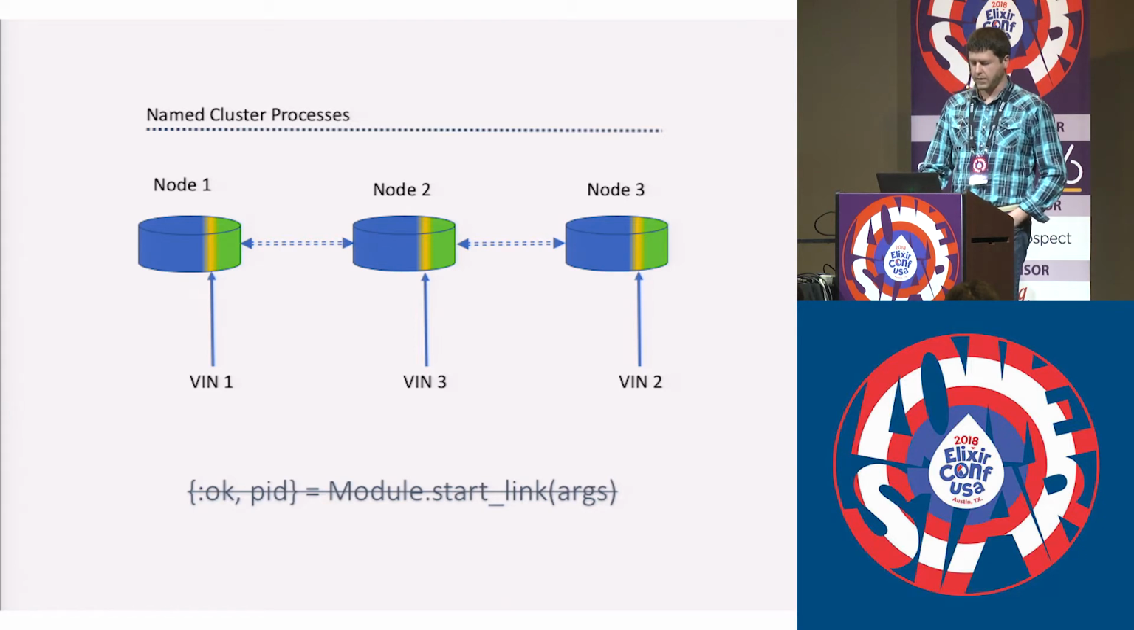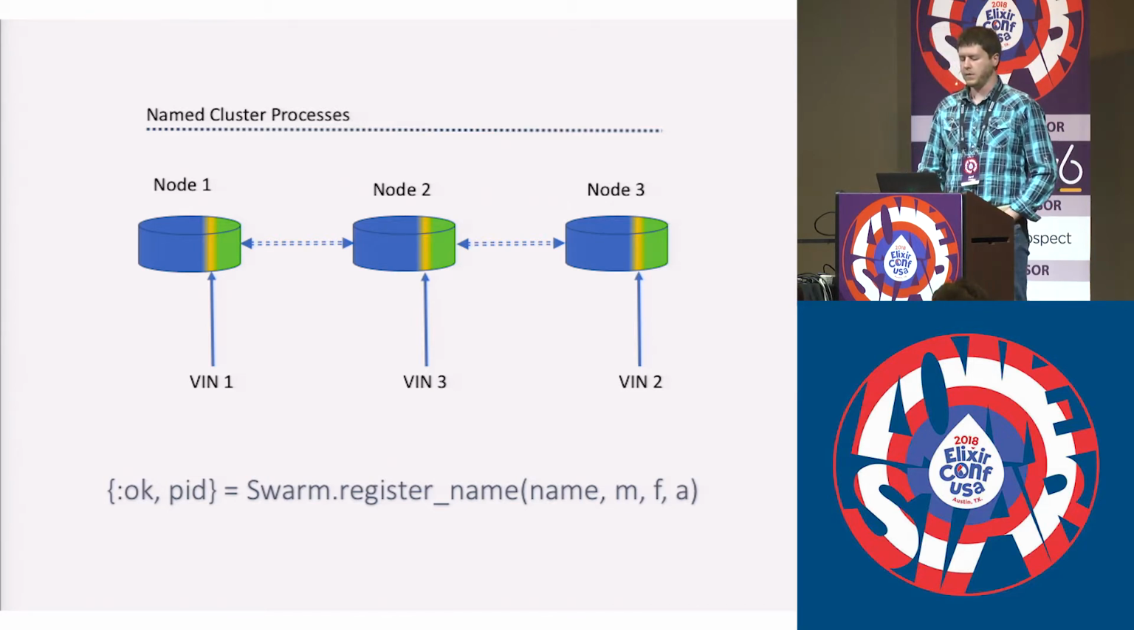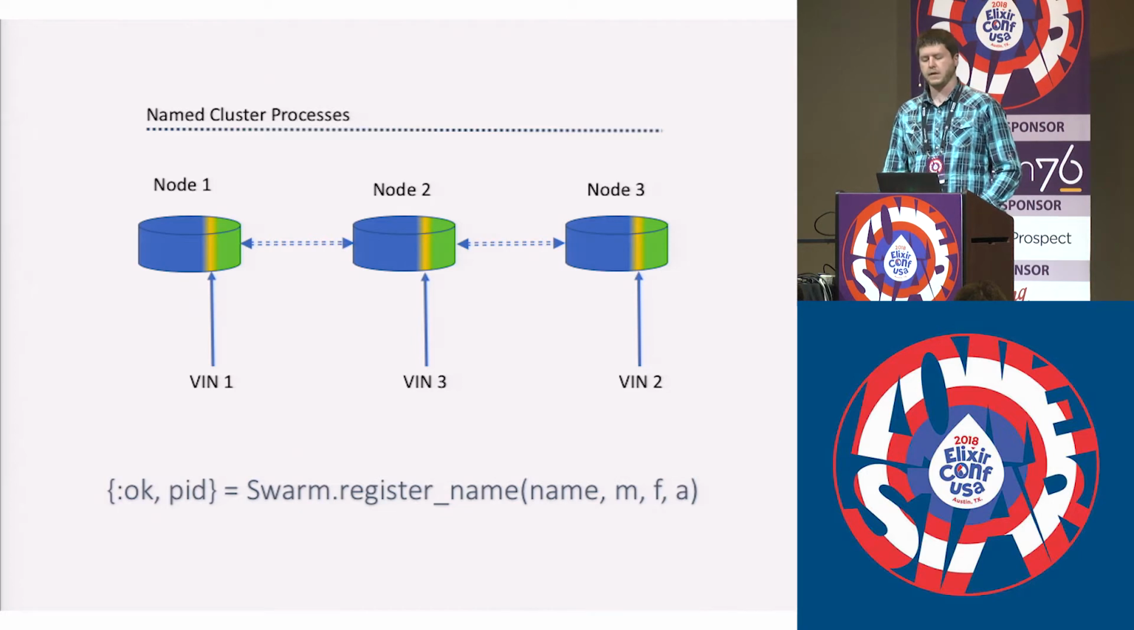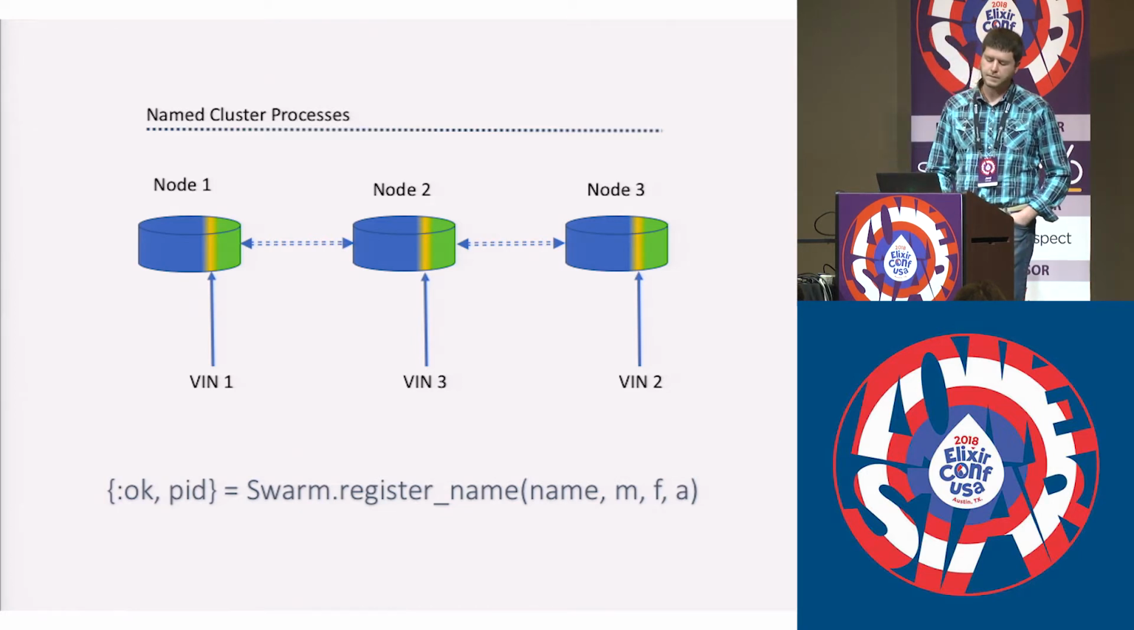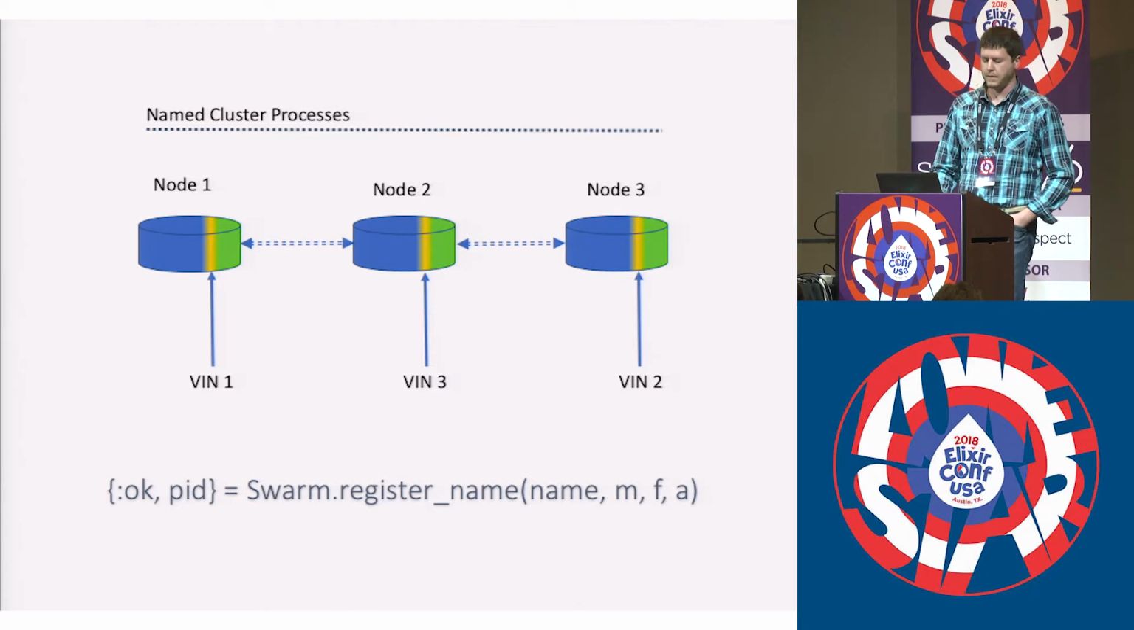I'm going to talk about Swarm for the next bit here. And to get this, instead of spawning a module directly, you can replace that with Swarm register name. And first you give it the name that you want to always refer to that process with, and then you give it MFA, or module function arguments. And then Swarm will take care of spawning that process, and it will track changes in your topology. So if you have a node go down or something, Swarm can restart it on a different node.